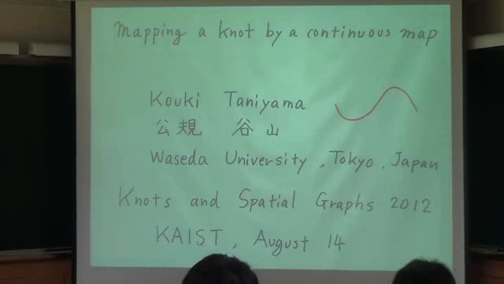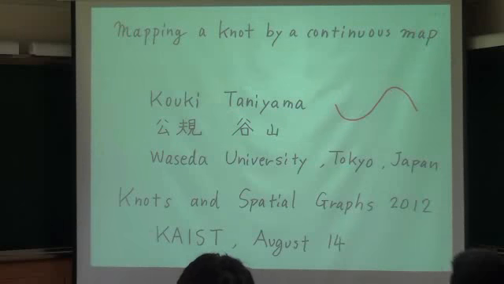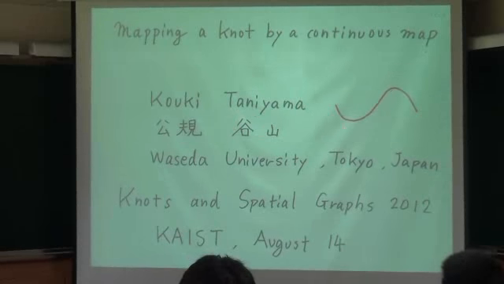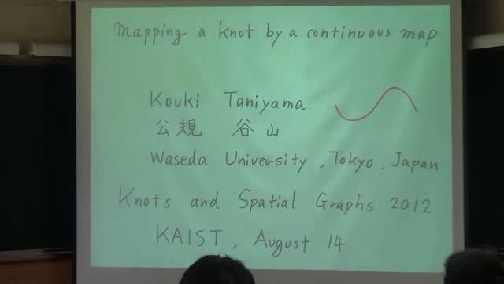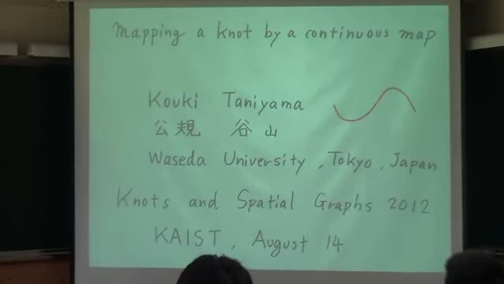The title is Mapping a Knot by a Continuous Map. So you see, this is my family name, Taniyama. Tani means valley, and Yama means mountain. So this is my logo mark. And this is my first name, Kouki. And from Waseda University, Tokyo, Japan.